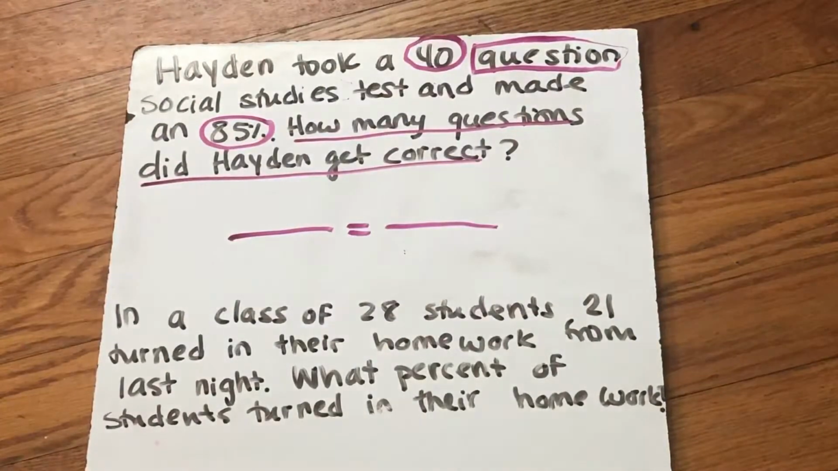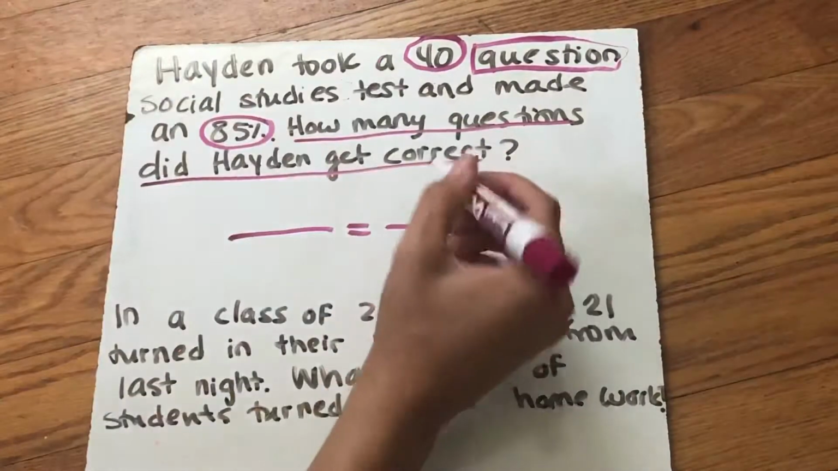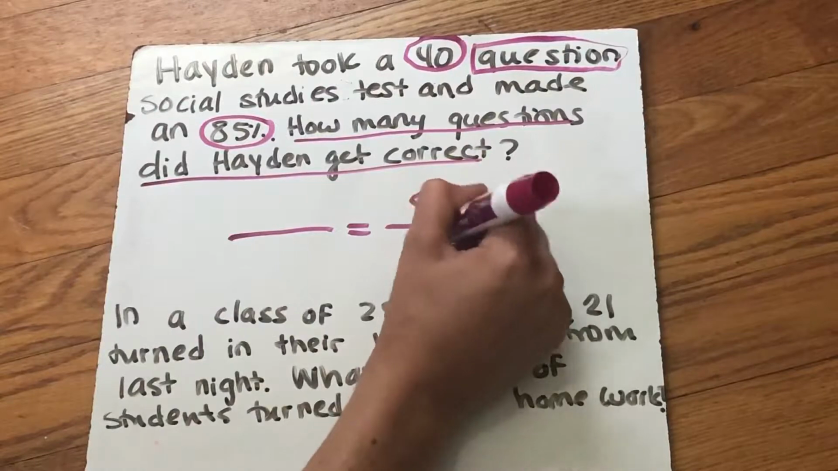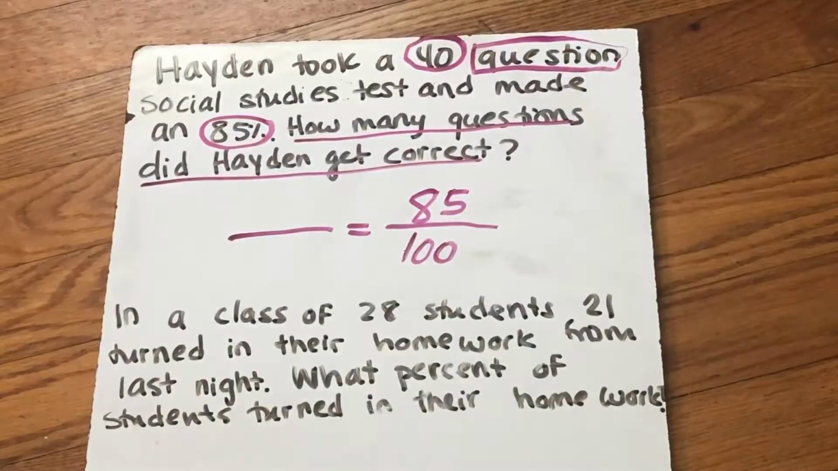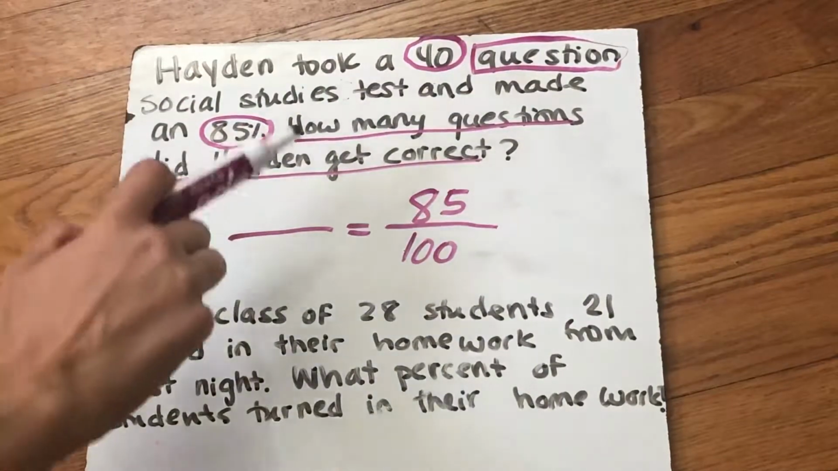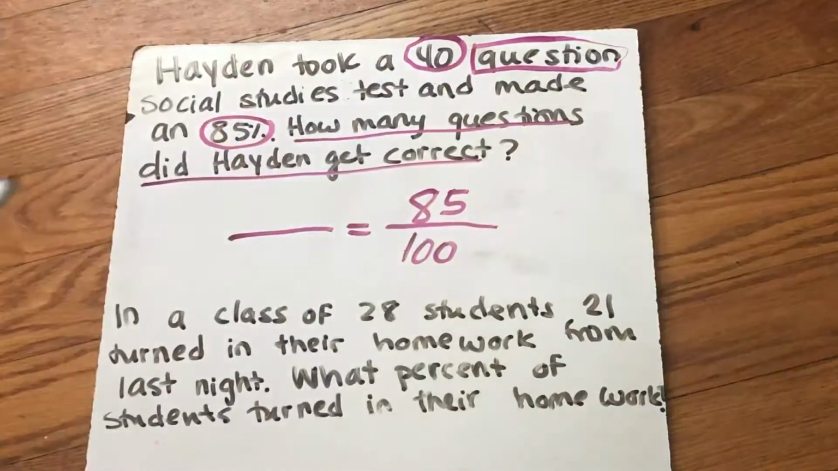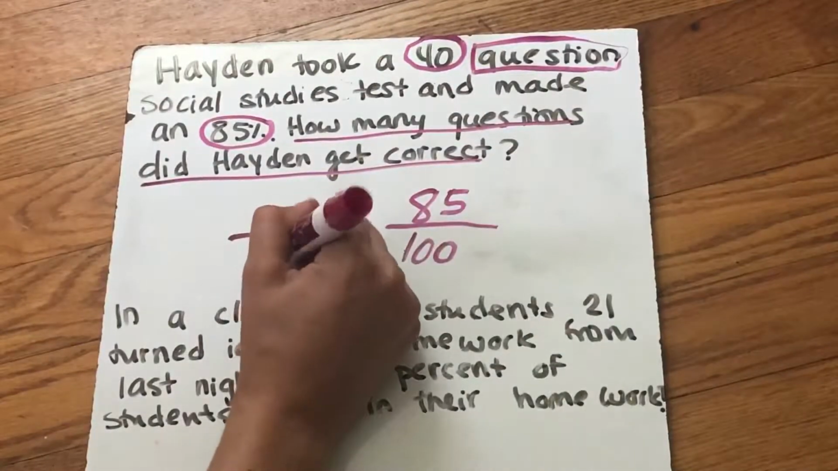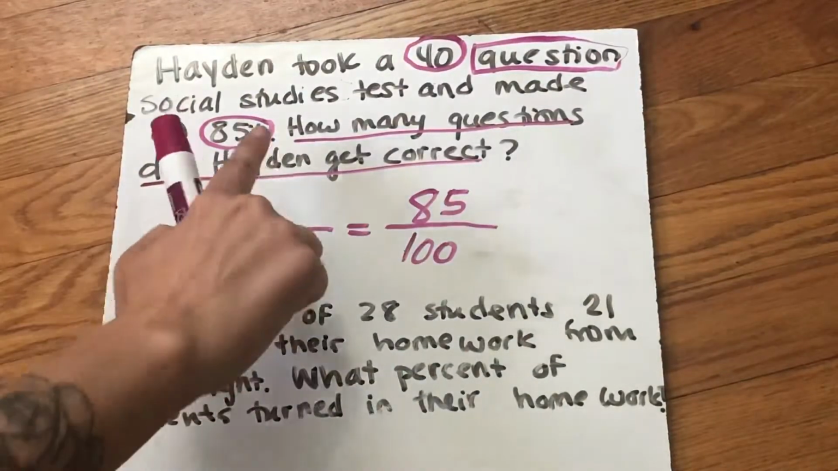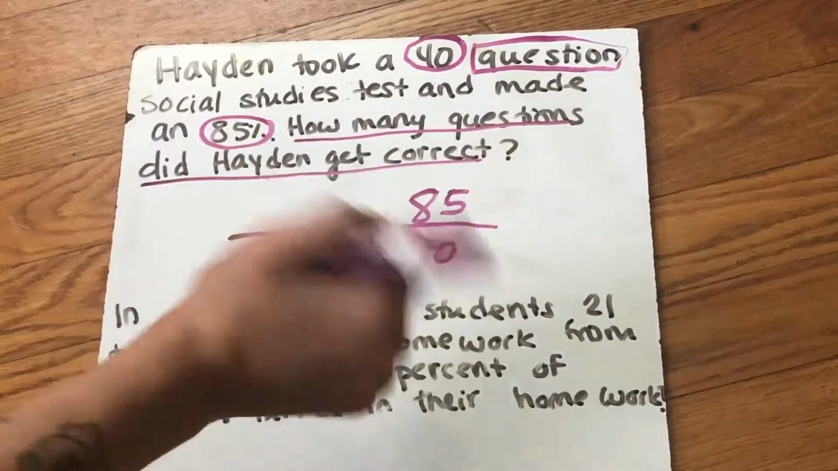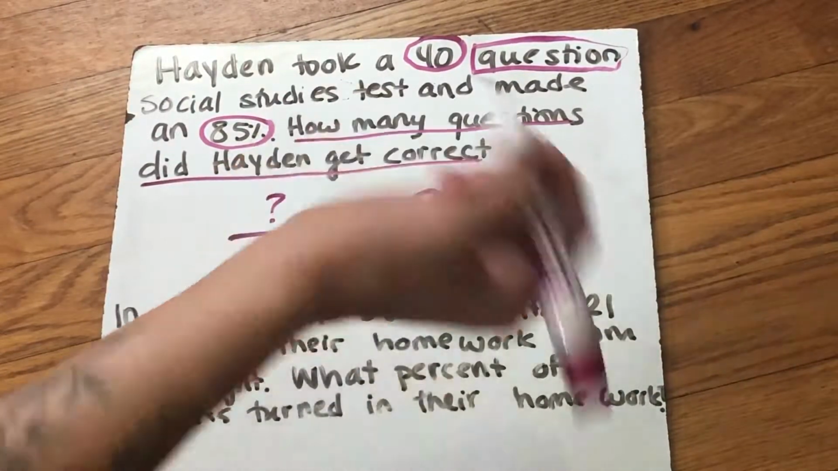All right. There are 40 questions on this test, and they also give me 85%. Well, because I know percent goes over 100 always, I'm going to do that one first. 85 over 100, percent over 100. And then this is a 40-question test, and it's asking me how many questions did he get correct. So if there's 40 total questions, that's the whole. That's how many total questions there are, and they're asking me what part did he get correct. So I don't know how many he got correct.